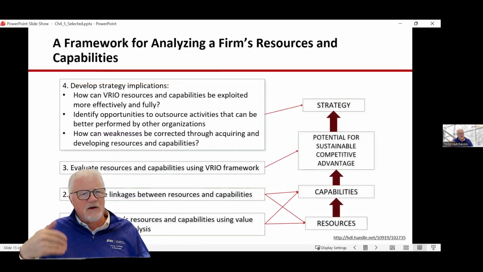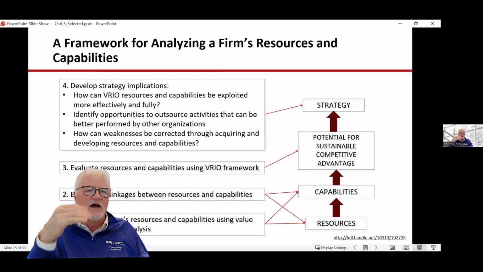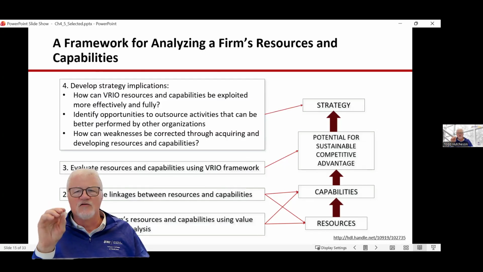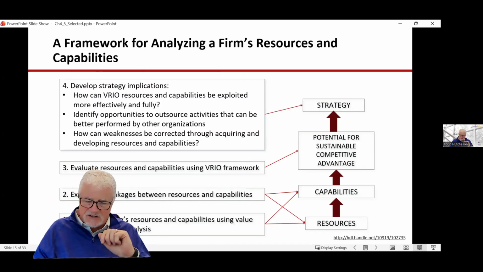Another way to think about it, let's start from the bottom up here. The first thing we want to look at is identifying our resources and capabilities using, as we'll talk about in a minute, value chain functional analysis. We identify our resources and capabilities, and then we explore the linkages. Then we evaluate those resources using that VRIO framework. Do we have a potential for sustainable competitive advantage? Once I know that, what am I going to do about it? That's when we step in to develop strategies. What implications does that have? That allows me to create strategies to leverage those resources and capabilities to create success for my business.